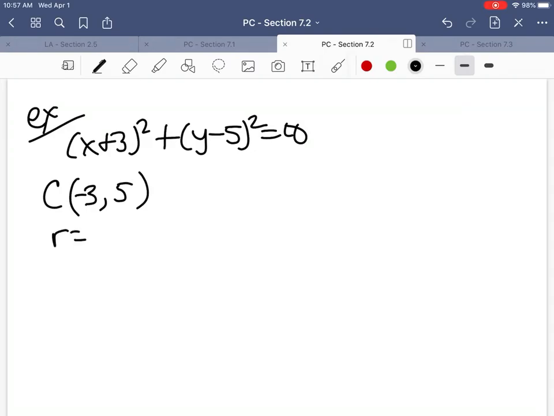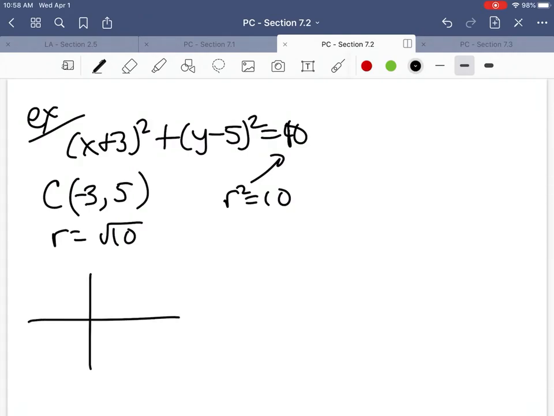And the radius is going to be a little bit strange here because this is a 10 over there. So the radius is going to be radical 10. Remember, this right here is r squared equals 10, so if you want to solve for r, you take the square root, and there's your radius. If you were going to draw this, you would go to -3, 5, so -3 and up 5. And then the square root of 10 is about 3.1 or 3.2, so you would go out about 3 in each direction. So your circle would end up looking about that big, if my drawing's not too bad.